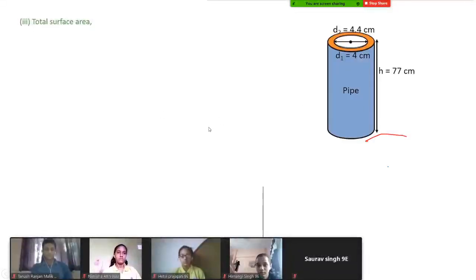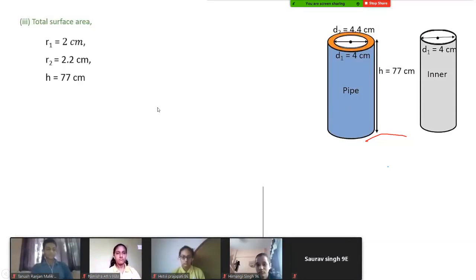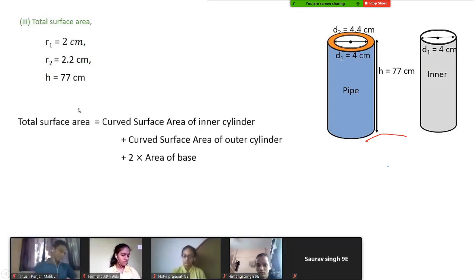So now we can see over here 2 cylinders, R1 is 2 centimeter, R2 is 2.2 centimeter, height is 77. So the curved surface area of the inner cylinder plus the curved surface area of the outer cylinder plus 2 into the area of base. Why we are taking 2?